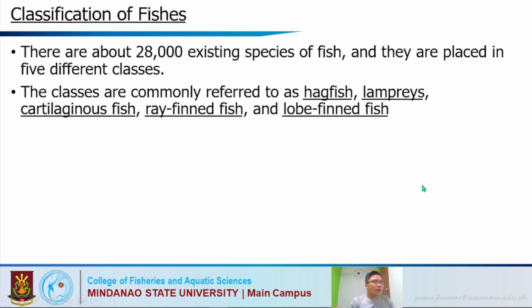So in this classification, no, we all know for a fact that there are about 28,000 existing species of fish and they are being placed in five different classes. What are these classes? These are hagfish, lampreys, cartilaginous fish, ray-finned fish, and lobe-finned fish. Now, we've been talking about these five classifications, but we have very little information, no, na alam natin on these five classifications now.